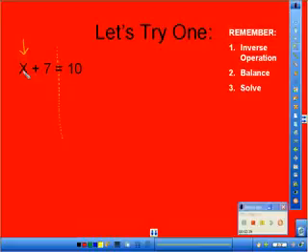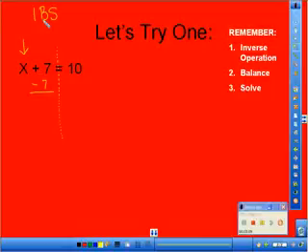So, in order to do this, we are going to take it step by step using our acronym IBS, Inverse Balance Solve. So, you always want to start on the side with the variable. Take a look and see, what are they doing? They are adding 7. So the inverse operation of adding 7 would be to subtract 7.